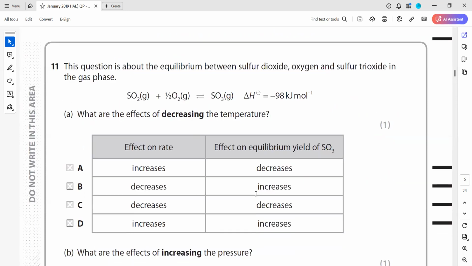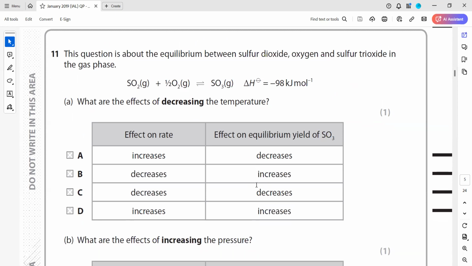This question is about the equilibrium between sulfur dioxide, oxygen, and sulfur trioxide. What are the effects of decreasing temperature? The forward reaction is exothermic. So for exothermic, if we decrease the temperature, equilibrium will shift towards the right hand side. So if the equilibrium shifts towards the right hand side, the yield will increase. But rate is directly proportional to temperature. So if you reduce the temperature, what will happen to the rate? The rate will decrease. Means this reaction will give a higher amount of sulfur trioxide, but it will take much longer time. So the rate will decrease and the equilibrium yield will increase.